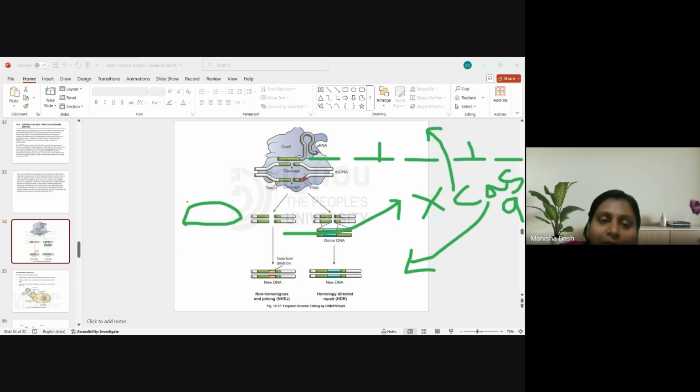Some part of this CRISPR genome has homology with that of the phage genome or viral genome. Since the Cas9 can identify this CRISPR sequence, it becomes easy for the Cas9 to identify the foreign sequence as well. The only difference in how it discriminates the host DNA and the DNA of the outsider is through this methylation pattern, which is actually a marker to protect its own DNA.